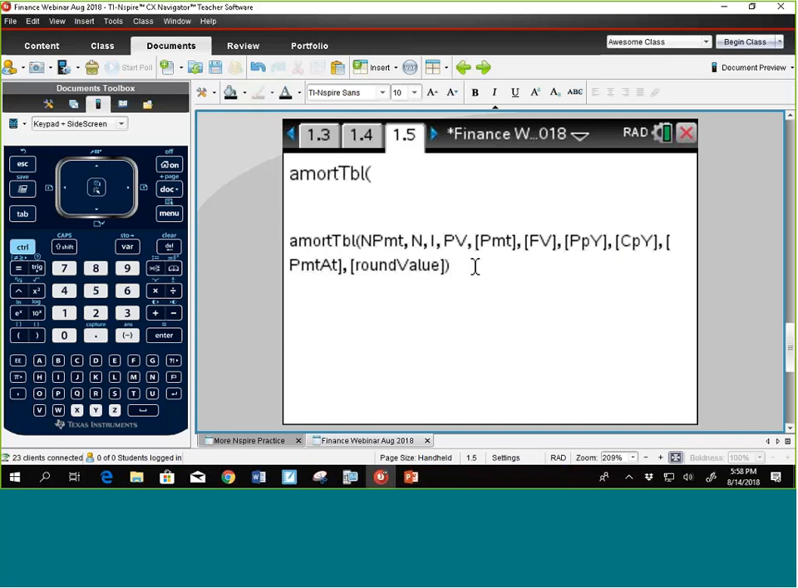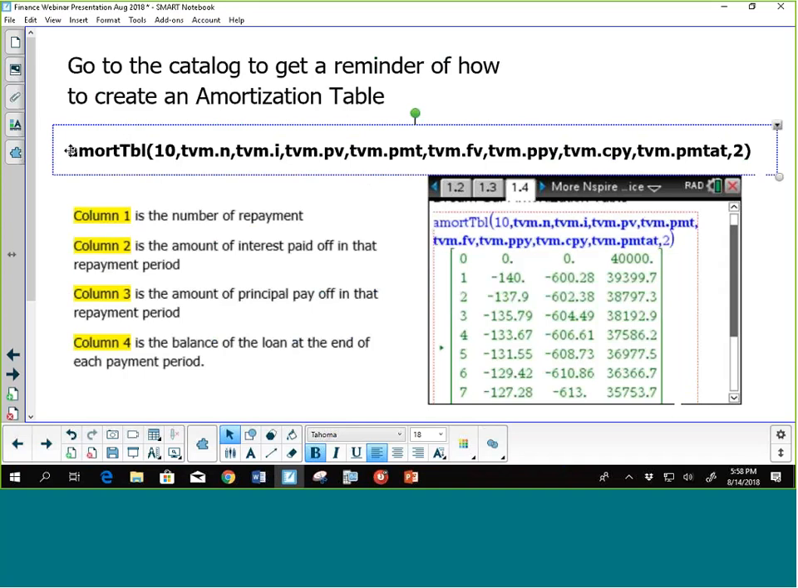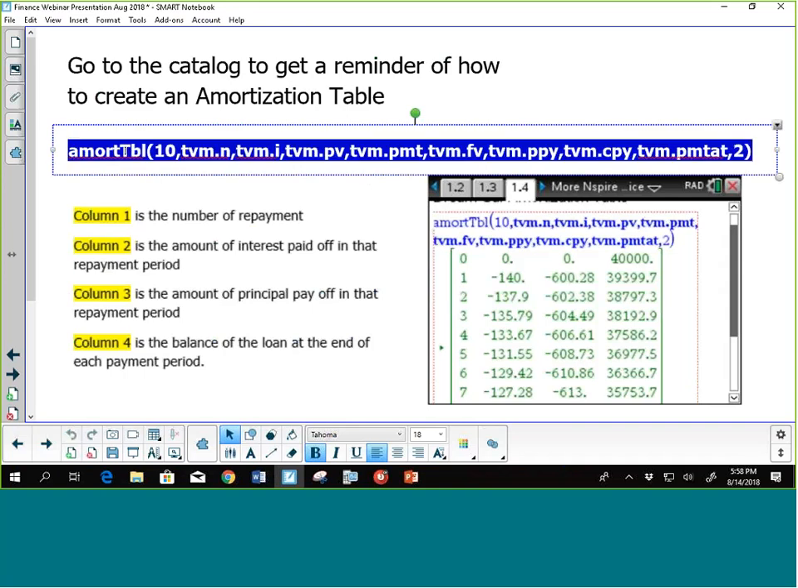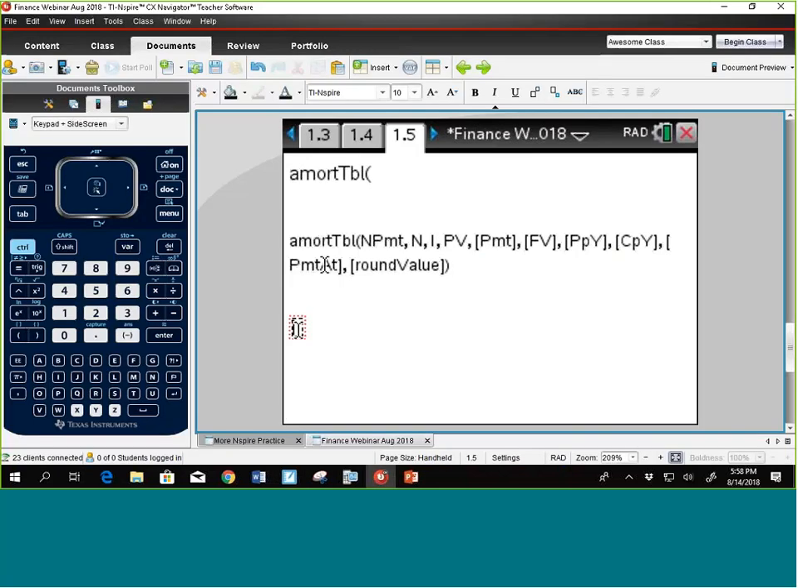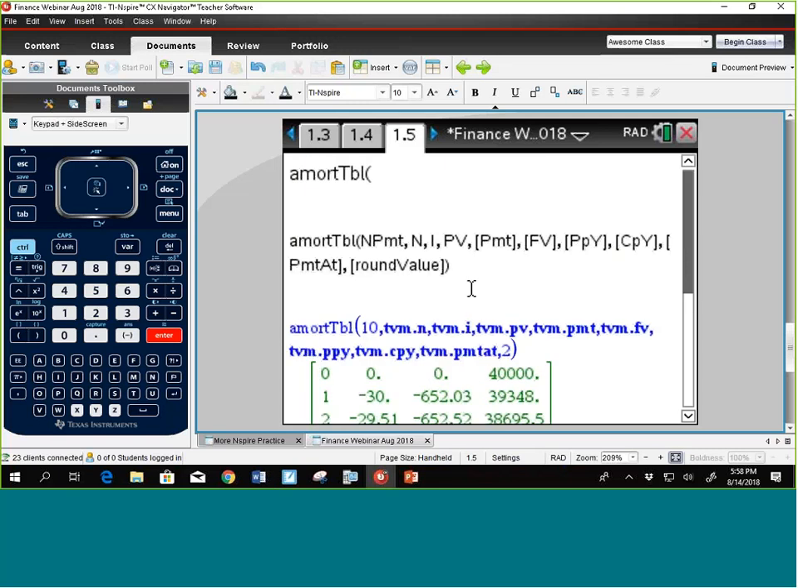And the other thing is, when you have that amortization table, if I copy it, I do have to make sure that I put it in a math box. So here I have a math box. If I have it in a document here, for instance, and I'm going to copy it, I can paste it in here, and I can enter it, but it has to be in that math box. That's what that red line all around is. But this is the shortcut to tell you what all these variables are.